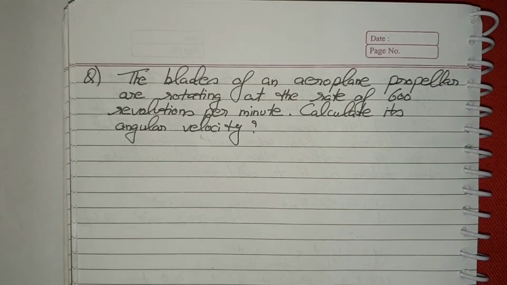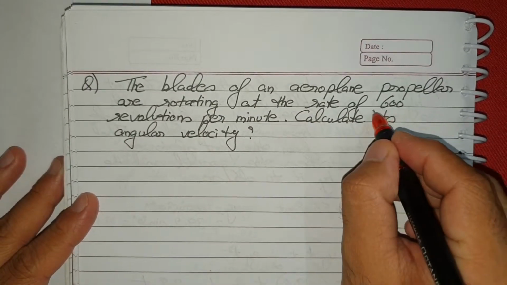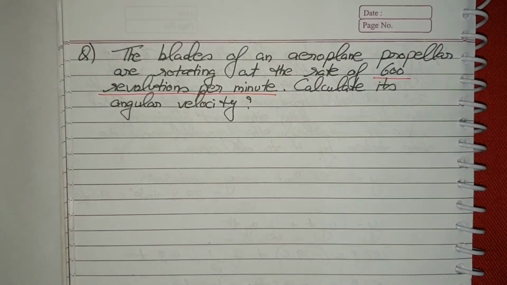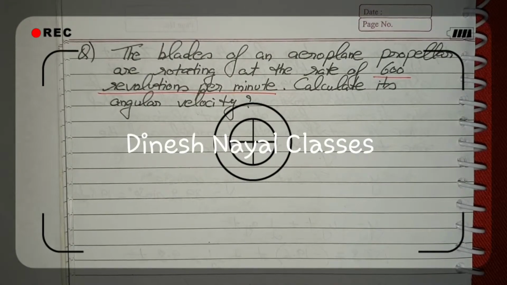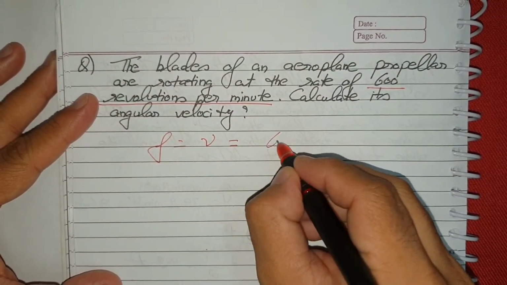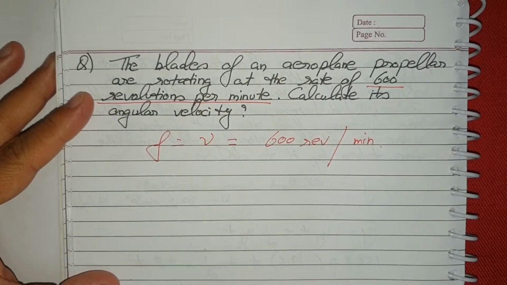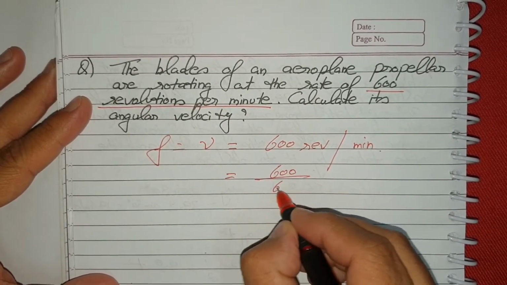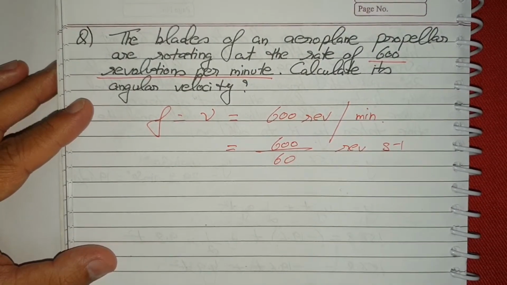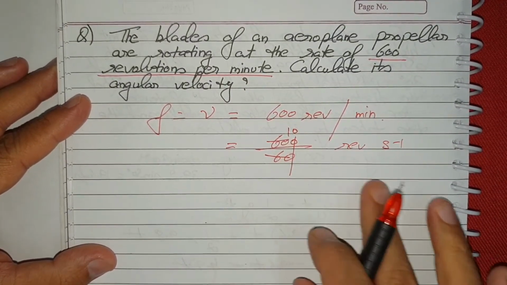Now, the illustration. Our question is: the blades of an aeroplane propeller are rotating at a rate of 600 revolutions per minute. Calculate its angular velocity. Now 600 revolutions per minute is basically the frequency. You can write this as f or nu, which is equal to 600 revolutions per minute. So you can write 600 by 60 revolutions per second. If you solve this, it will give you 10, so this is 10 revolutions per second.